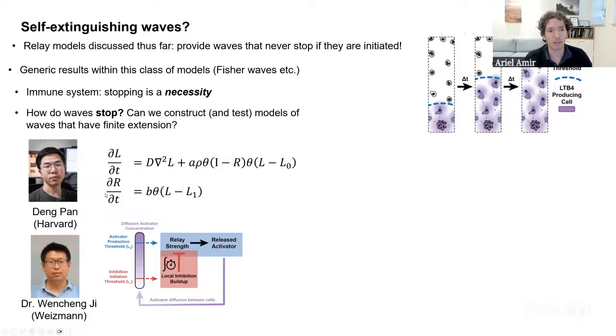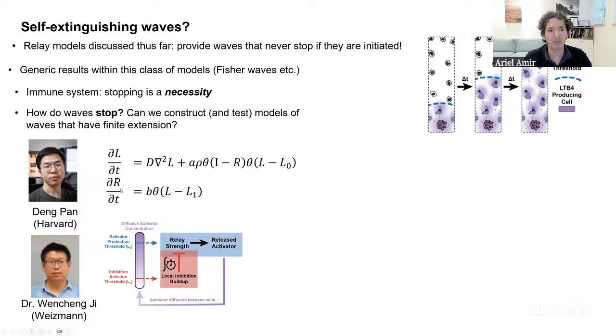So what do we have here? L here is the LTB4. Just like before, it diffuses, and this theta function accounts for the fact that above a given threshold, I will start secreting LTB4 and create this diffusive relay. But now I have an extra theta function: when I reach a threshold of another molecule, R, an inhibitor of LTB4, it will shut off my LTB4 propagation.